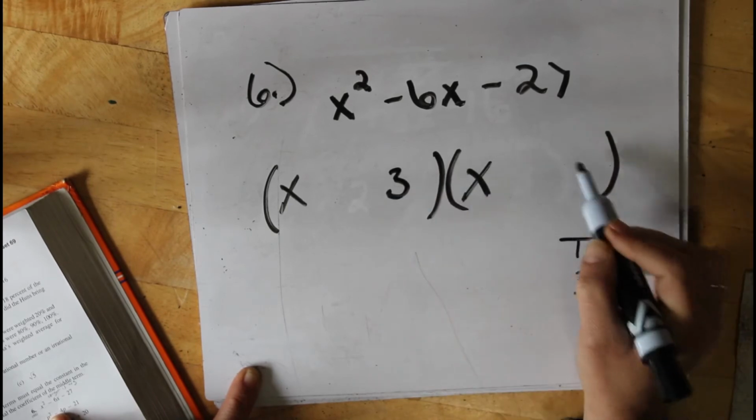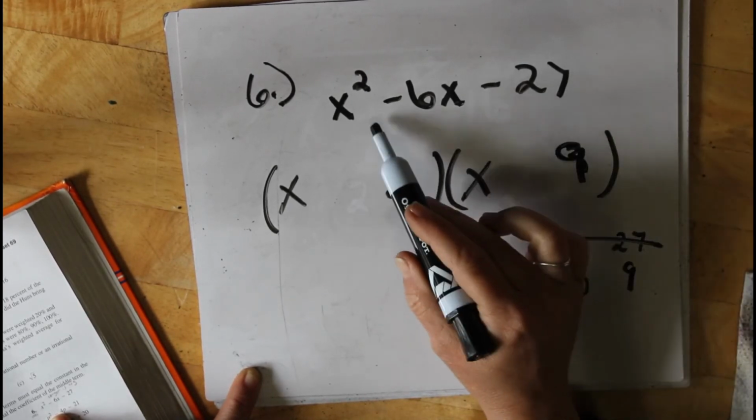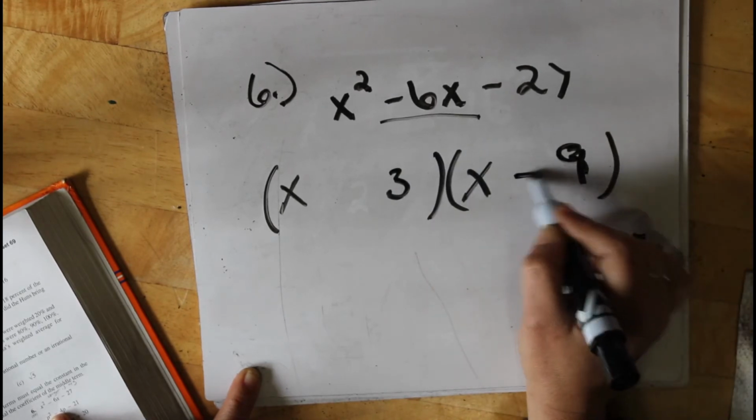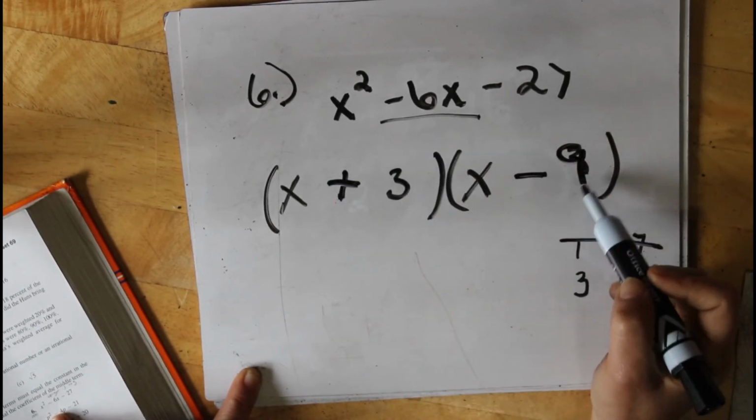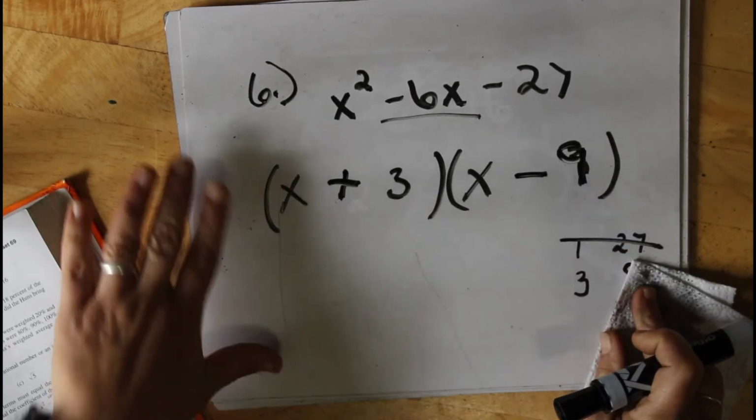So we got our 3 and our 9. Now we just got to figure out which one's positive and which one's negative. It's negative 6x. So the 9 is going to be negative and the 3 is going to be positive, because if we do negative 9 plus 3, we're going to end up with negative 6.